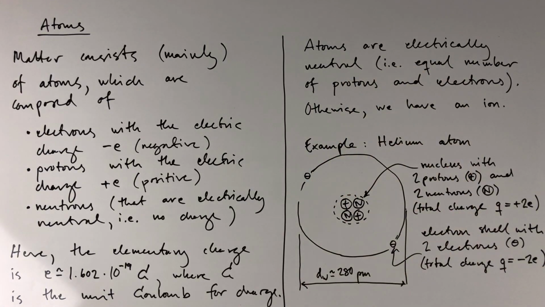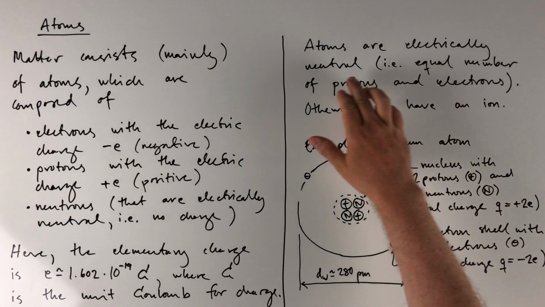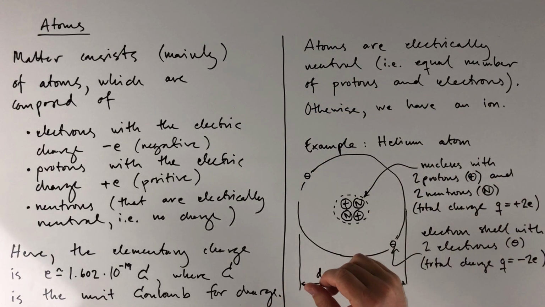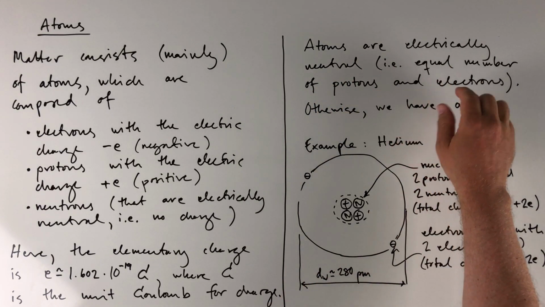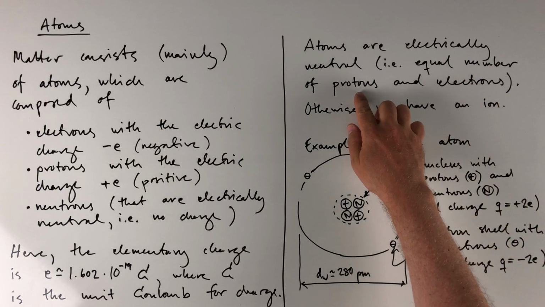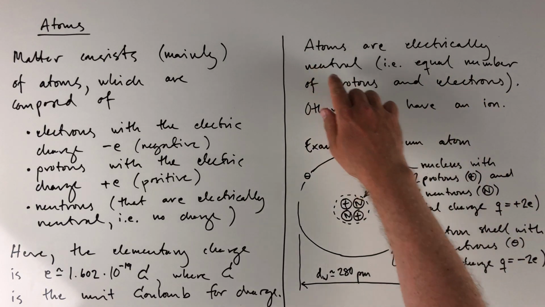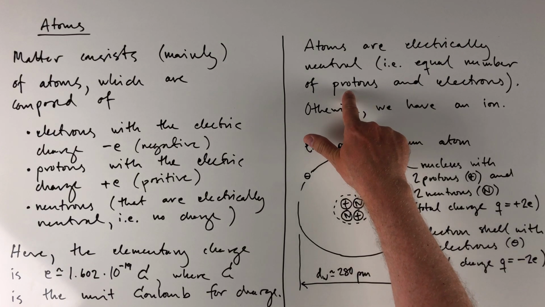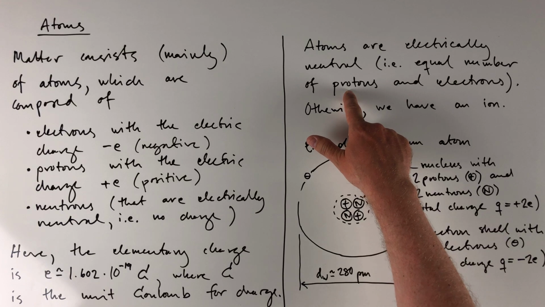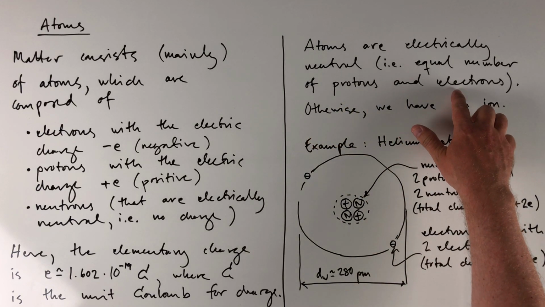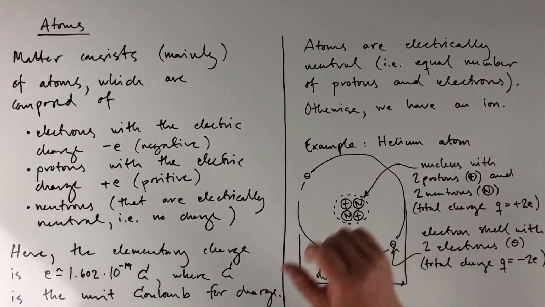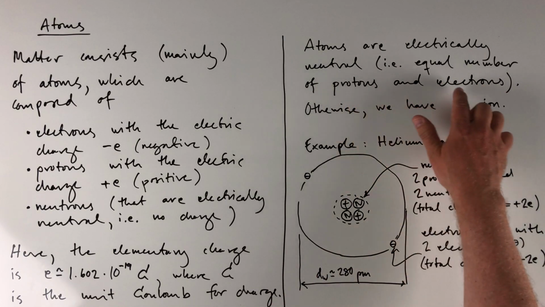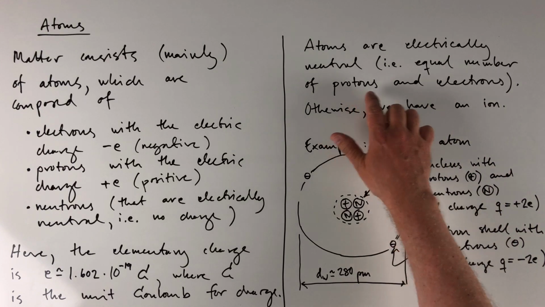Atoms are electrically neutral. So by necessity we need an equal number of protons and electrons to form an atom, because then the positive charge of the protons will be exactly cancelled by the negative charge of the electrons if there are equal numbers of protons and electrons.